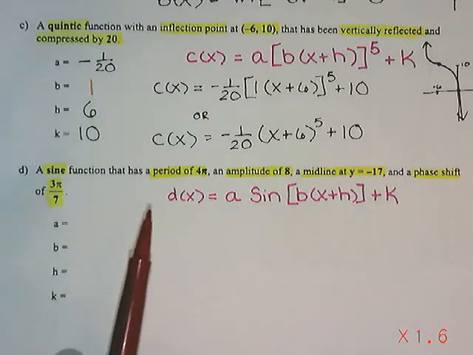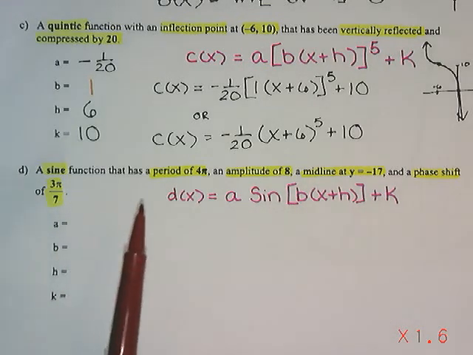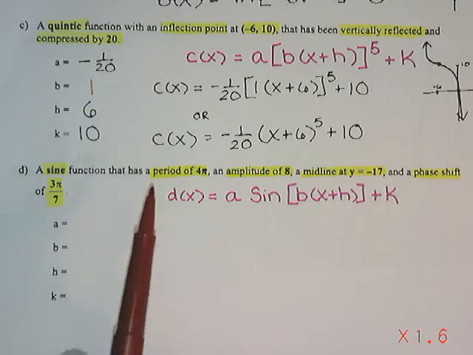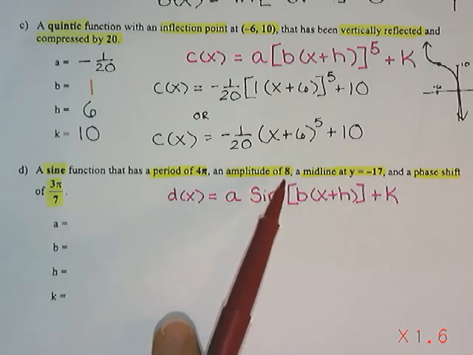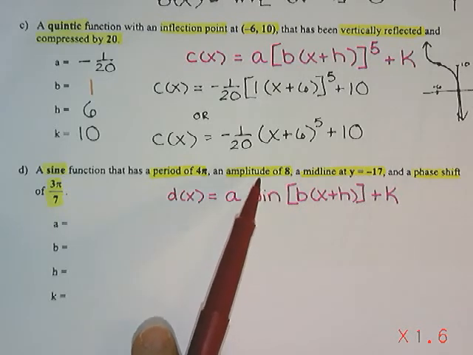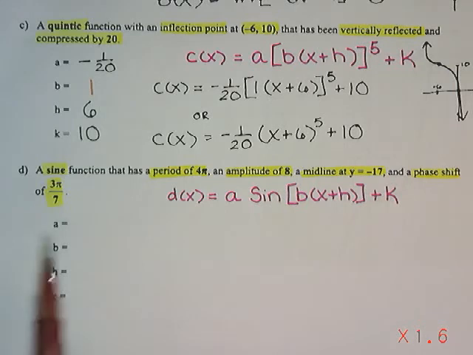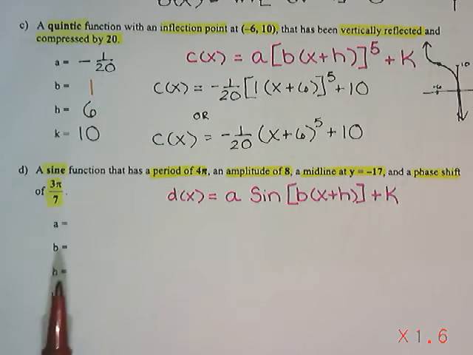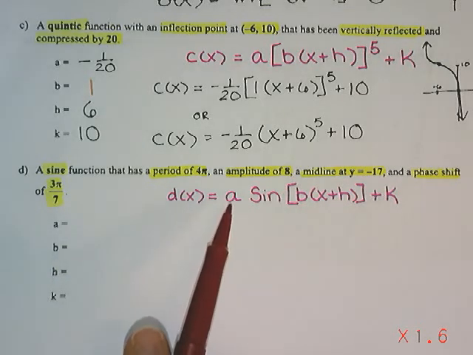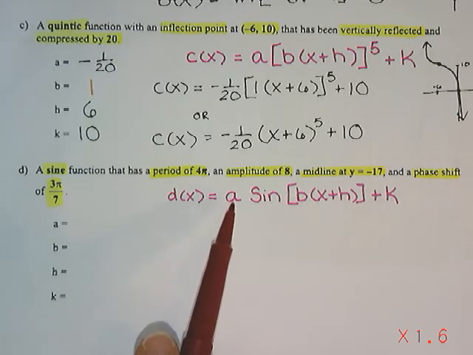Okay, so some of these are easier to figure out than others. The period is the tricky part, so I might save that till the end. It says the amplitude is 8. So the amplitude is half the height, which is the vertical measurement of our graph. So the thing that controls how tall or short things are vertically would be our a value. And we said that the amplitude is just the absolute value of a.